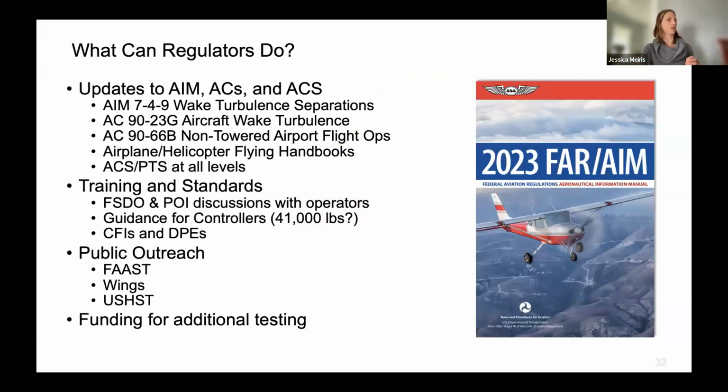A few tips that you can do to help change the regulations and get the word out there. An update to advisory circulars, an update to the AIM, PTS and ACS, if you happen to be a helicopter flight instructor or a DPE, helping to get this information out there in the flight instruction and training environment, as well as within our FSDO and our discussions with operators and air traffic controllers, who are often unaware. If you have to do a control tower tour, for example, making them aware of some of the hazards of wake turbulence. And then public outreach.